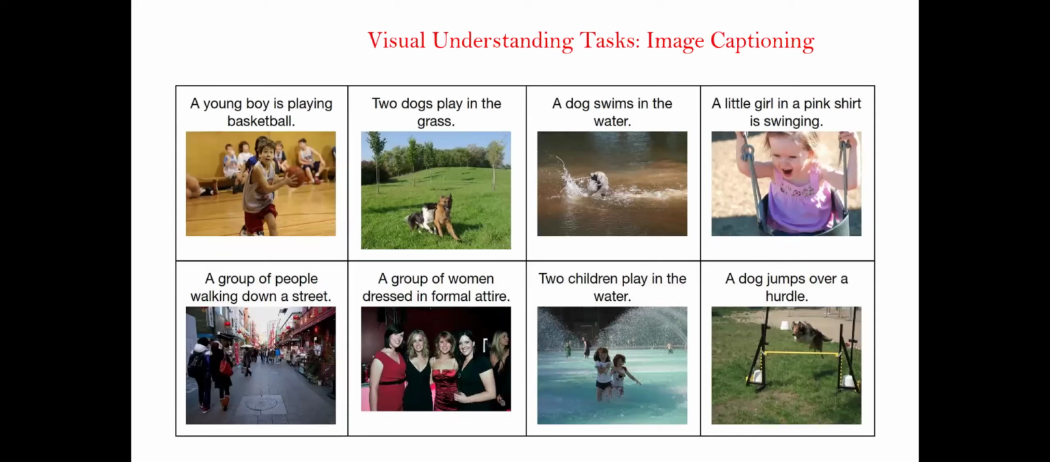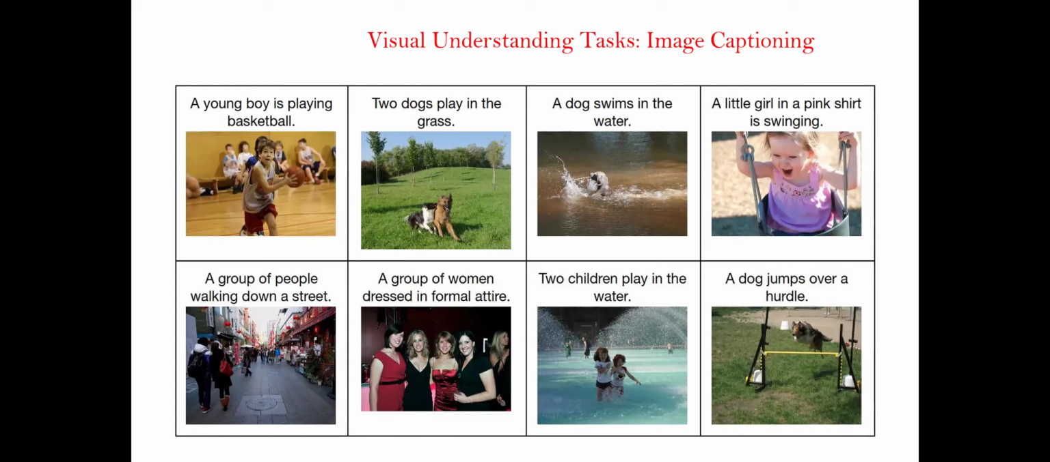So basically, the visual language foundation models, or vision language models, are intended to solve visual understanding tasks such as image captioning. For example, if you look at all these images in the slides, you can see there are a lot of images and the corresponding textual descriptions of the visual semantics present in the image.